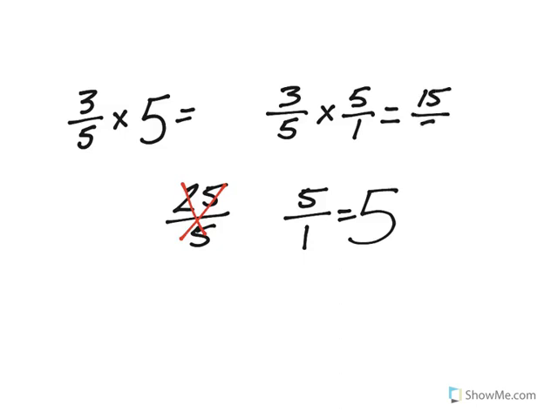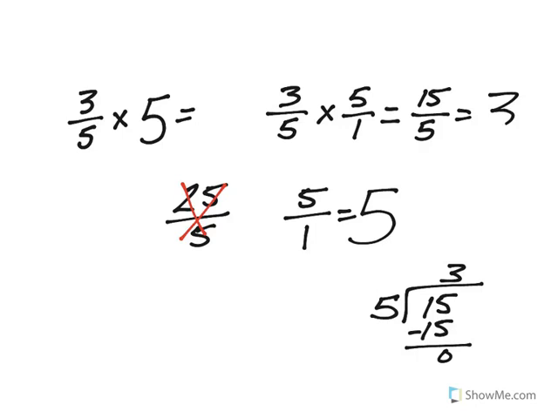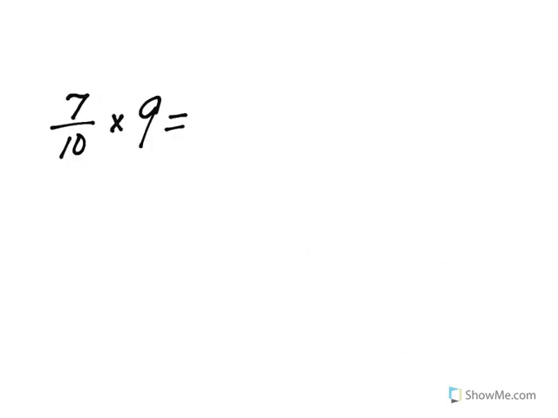and 5 times 1 is 5. Now we know this is improper, so I can't just give 15 fifths as my answer. But we also know that every fraction is a division problem. So to get this in the right form, I'm going to take 15 and divide by 5. And of course, 15 divided by 5 is 3. 3 times 5 is 15. I have no remainder. So 15 fifths is equal to 3 whole. And that's my answer. Let's take a look at another one.